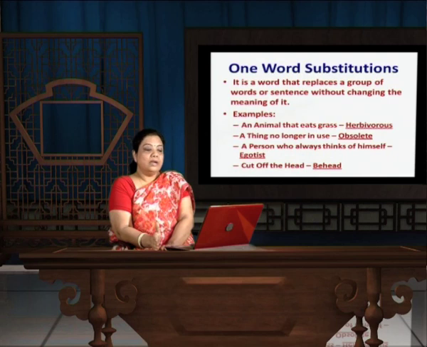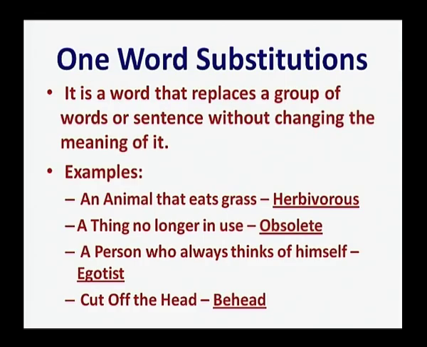Let's move to another method, which is one word substitution. What is one word substitution? It's a word that replaces a group of words or a sentence without changing the meaning of it. You must have heard a number of examples. An animal that eats grass, we can use one substitute word here, herbivorous. A thing which is no longer in use, we use one word for it, obsolete.